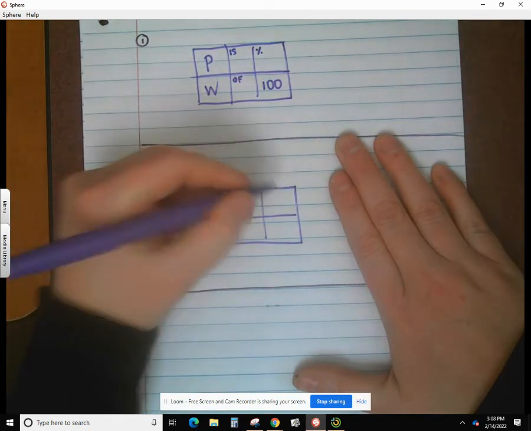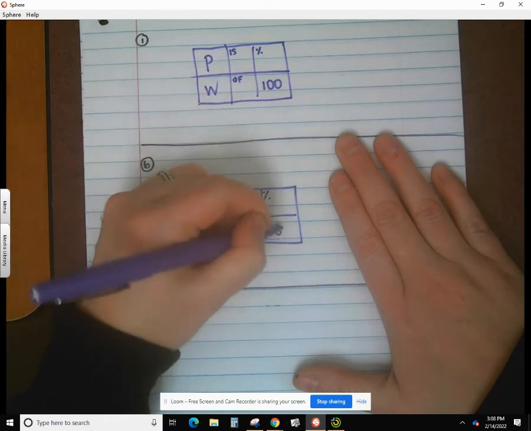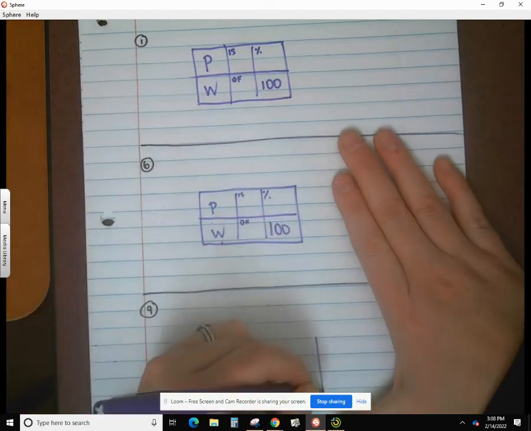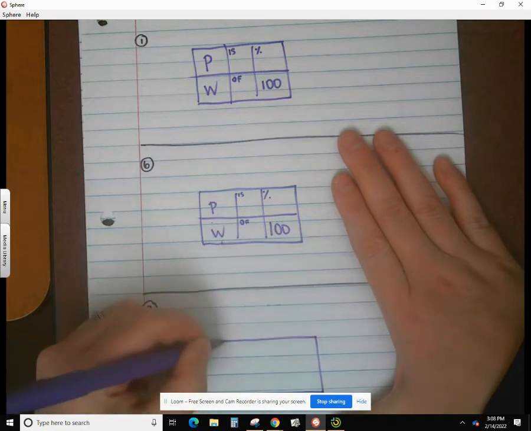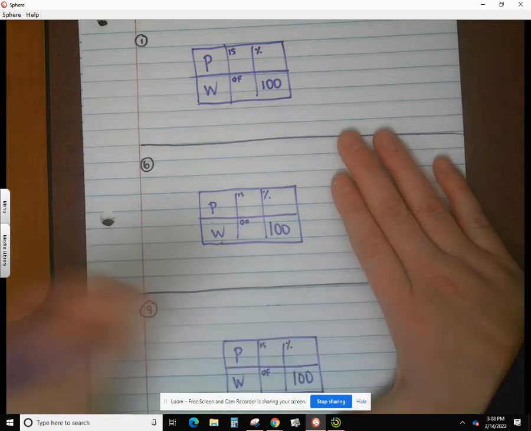Part over whole, is over of, percent over 100. And if you forget that at any time, remember you can go back to your notes, and it's right up at the top. And you have all those examples. Part over whole, is over of, percent over 100.